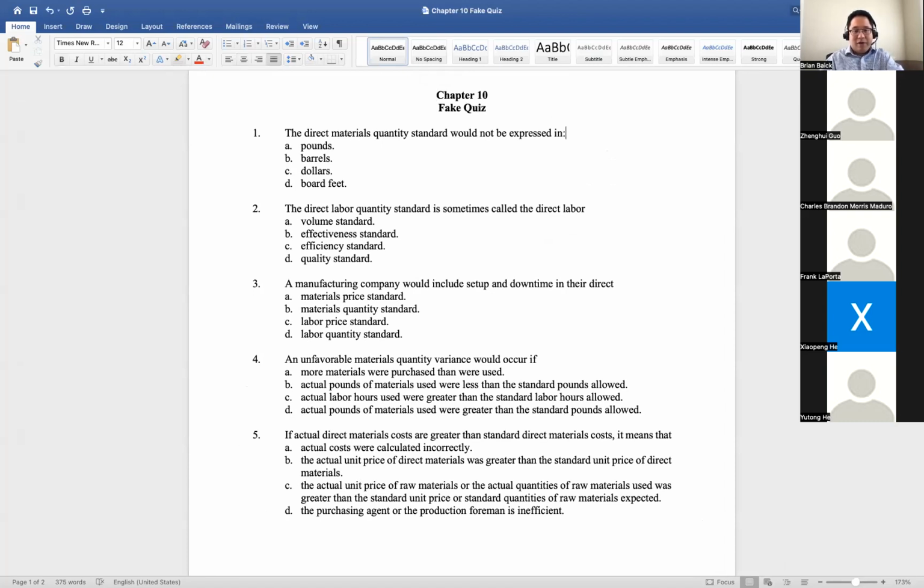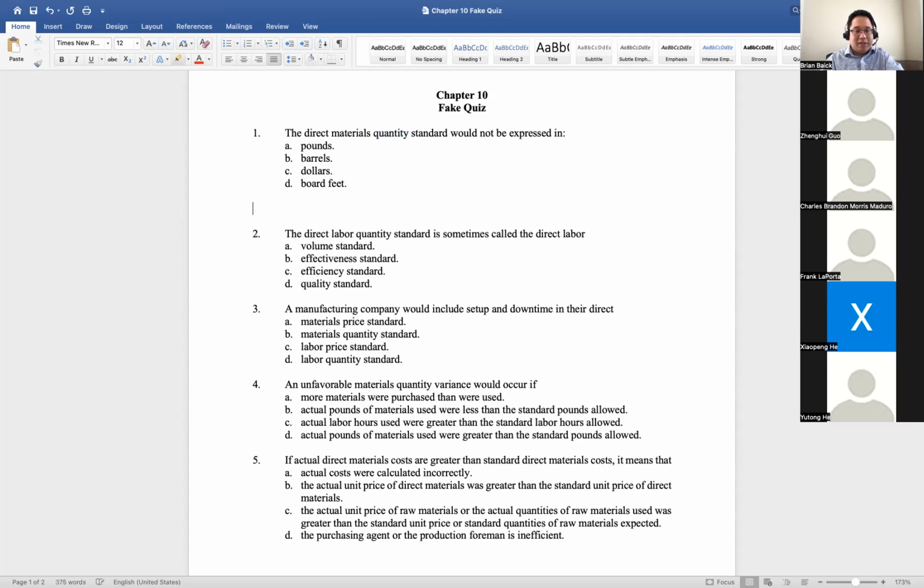By the way, I have a quick question. What is quantity variance sometimes called, if you like to be fancy? Quantity variance is also called, starts with an E, efficiency variance.